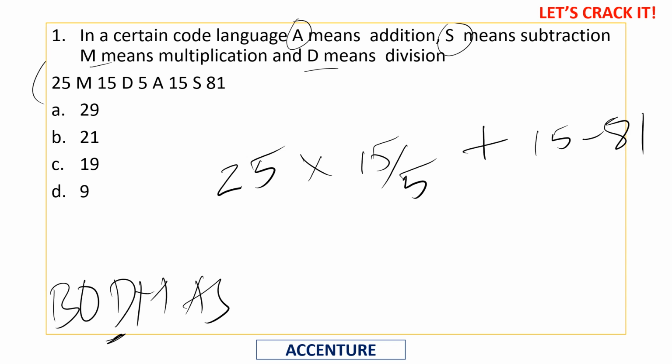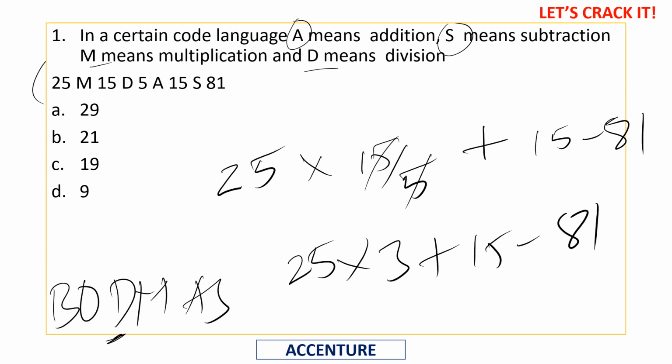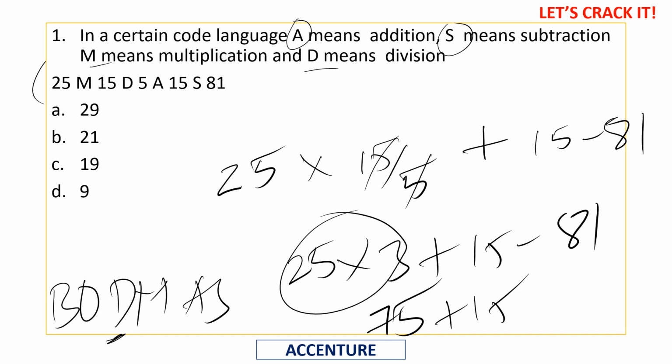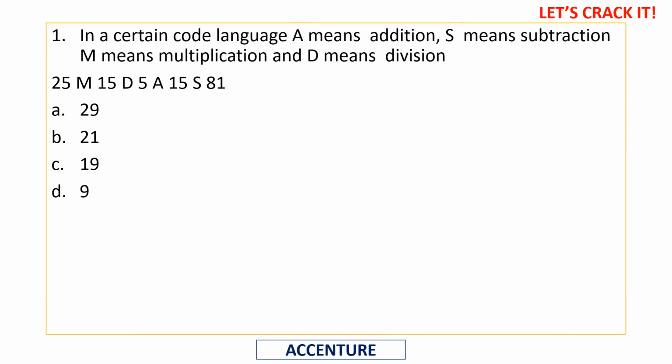So division is 15 by 5, which is 3, and then multiplication: 25 into 3, plus 15, minus 81. 25 threes are 75, plus 15 gives 90. Finally, 90 minus 81 gives us 9. Option D is the correct answer. So the only hint is we should solve it using the BODMAS rule.